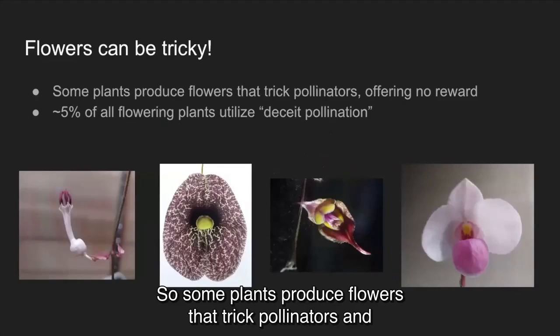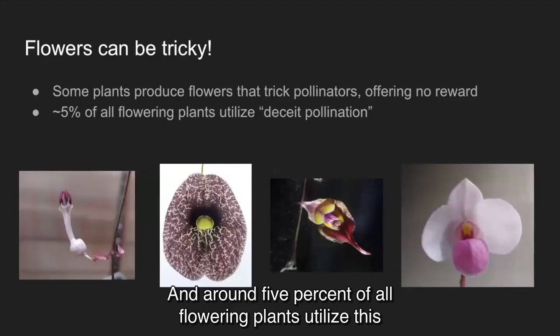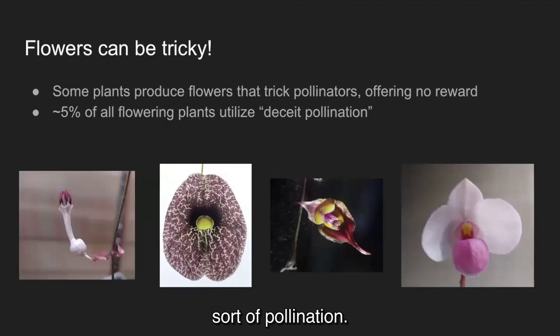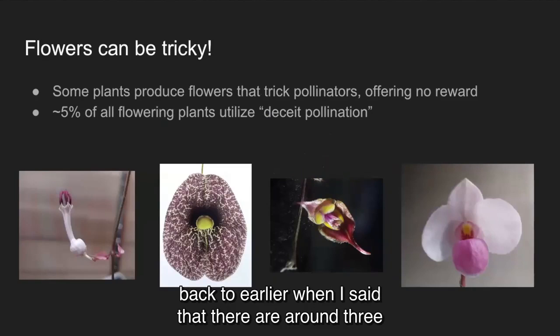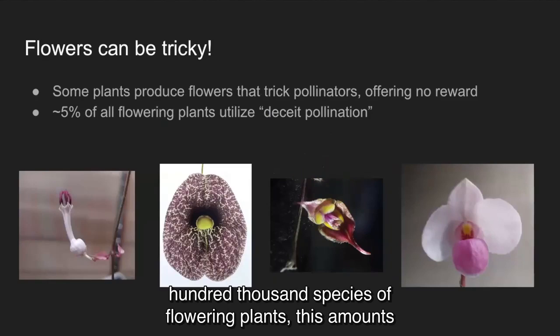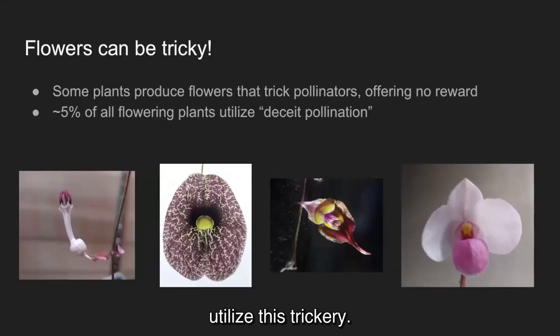So some plants produce flowers that trick pollinators and don't offer any reward. And around 5% of all flowering plants utilize this sort of deceit pollination. And that might not sound like a really big number, but if we go back to earlier when I said that there are around 300,000 species of flowering plants, this amounts to around 15,000 species that utilize this trickery. And I'll go over a couple of examples.